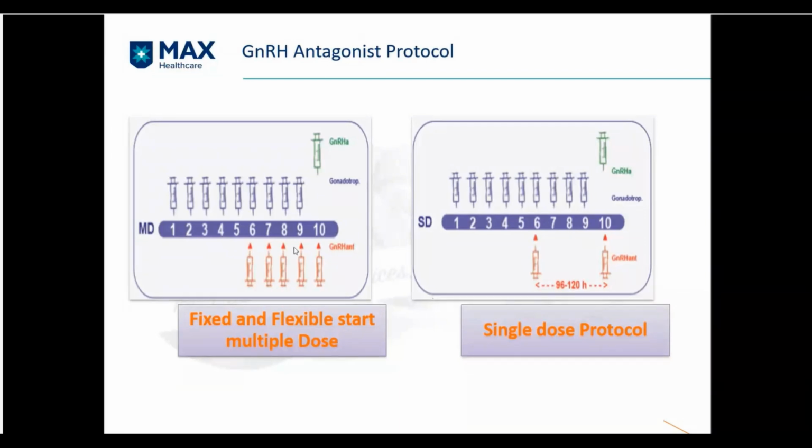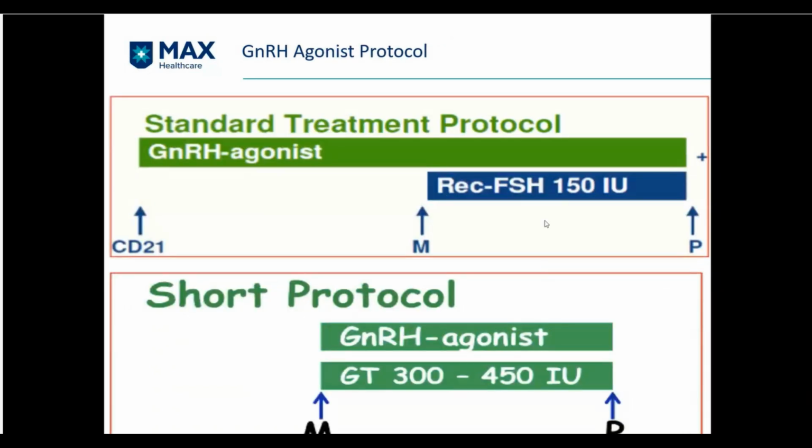In the fixed protocol, the antagonist is started on day 6, irrespective of the follicular size and the serum estradiol levels. In the single dose protocol, I guess the majority of us don't follow this, but it is followed very widely in the Western world. On day 6 of the stimulation, we give a single shot of 3 milligram antagonist, which takes care of the rest of the days till the day of trigger.